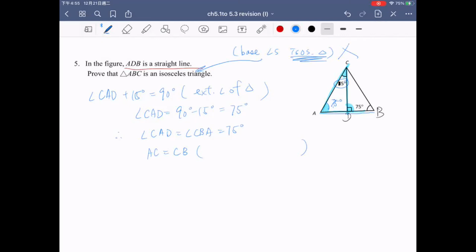We want to prove it is an isosceles triangle, so we say sides opposite equal angles are equal, right? We have the equal angles, so the sides must be equal. So we have AC is CB. So triangle ABC is an isosceles triangle.